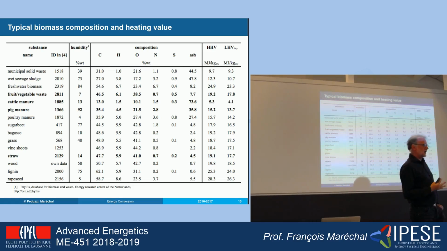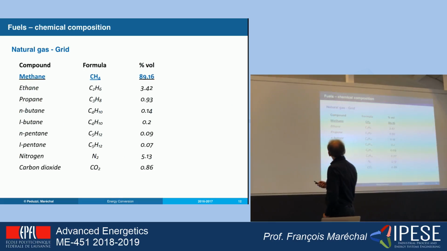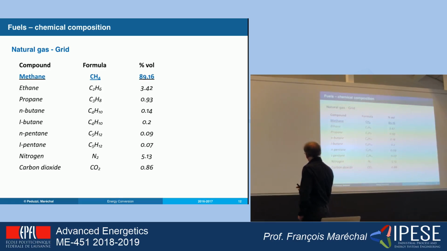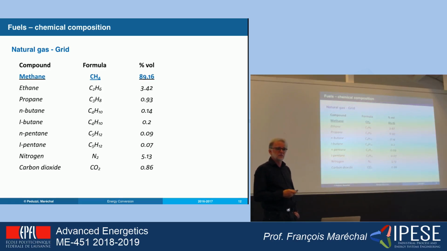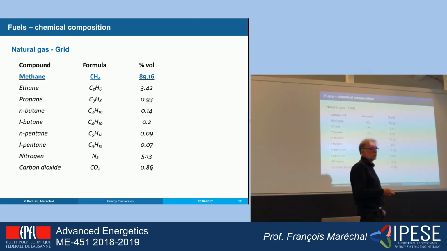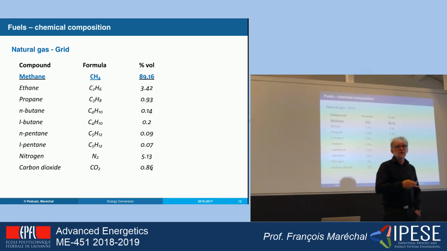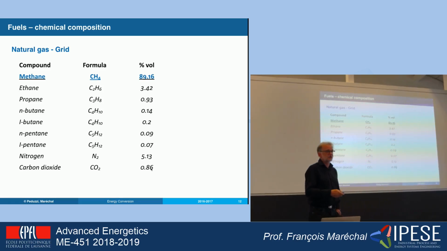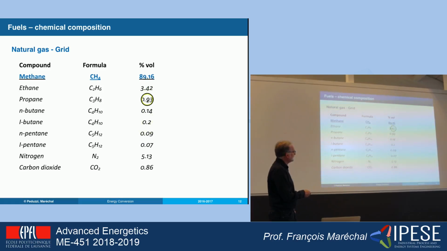The lower heating value is a characteristic of any fuel. You can have simple fuels or mixtures, like what I have shown just here, which is the composition of natural gas, which is a mixture in reality. It's not pure methane. This gives you, for example, the composition at the level of the gas grid. When you have to calculate the heating value of a mixture, you just make the sum of the heat of formation of each one of the compounds, weighted by the amount of molecules that you have in the mixture.